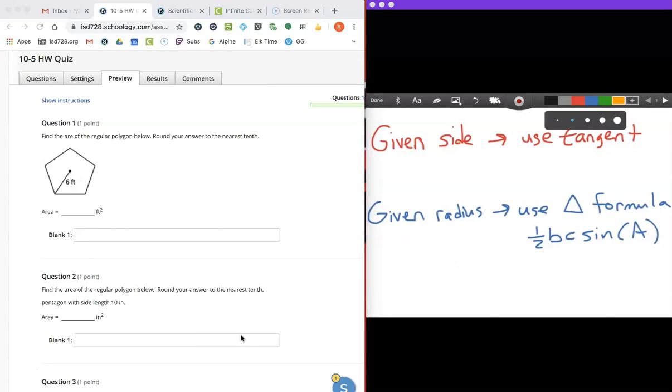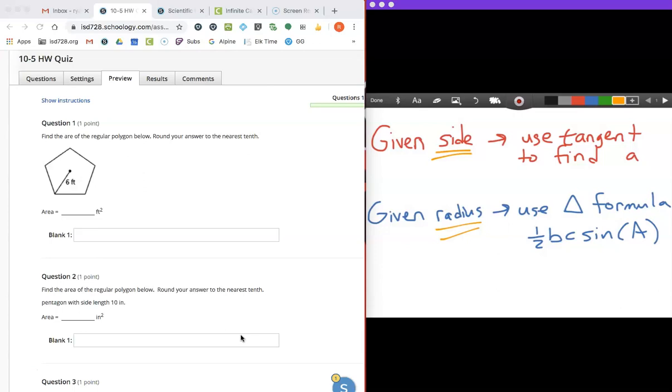Here's basically what I would boil this down to. If they start you with a side length, which they do frequently, you're going to use trig to find the apothem, and it's usually going to be tangent. If they give you a radius, then we're going to use the new triangle formula from the guided notes.